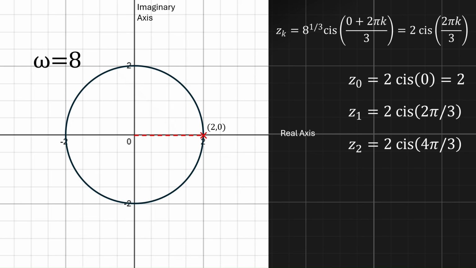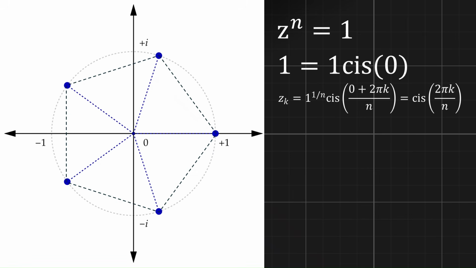A particularly important case is finding the roots of unity. These are the solutions to z to the n equals 1. Since 1 equals 1 cis 0, the nth roots of unity are the following. These all lie on the unit circle, modulus 1, and are equally spaced vertices of a regular n-gon inscribed in the unit circle, with one vertex always at the point 1 when k equals 0.